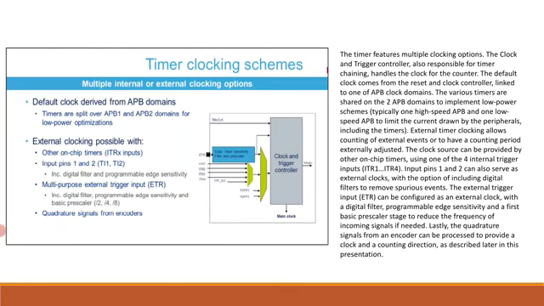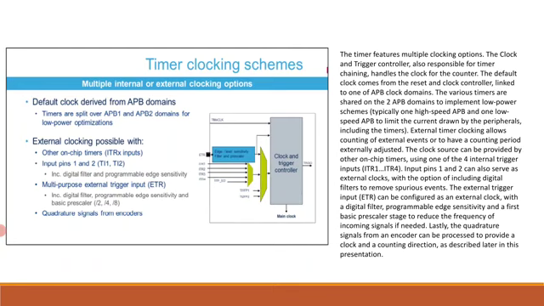Input pins 1 and 2 can also serve as external clocks with the option of including digital filters to remove spurious events. The external trigger input ETR can be configured as an external clock with a digital filter, programmable edge sensitivity, and a first basic scalar stage to reduce the frequency of incoming signals if needed. Lastly, the quadrature signals from an encoder can be processed to provide a clock and counting directions as described later in this presentation.